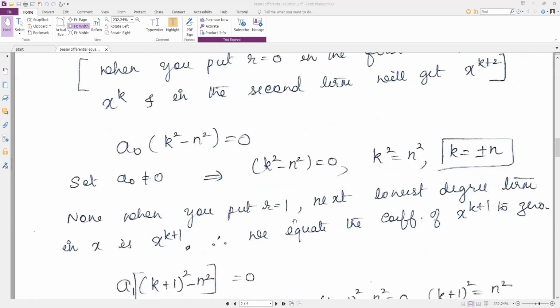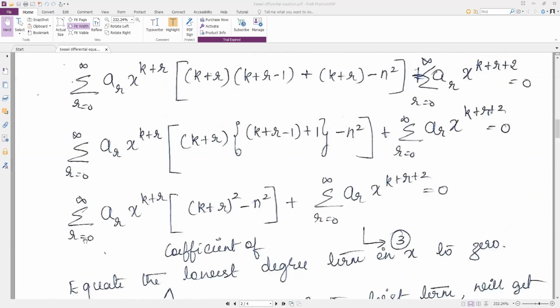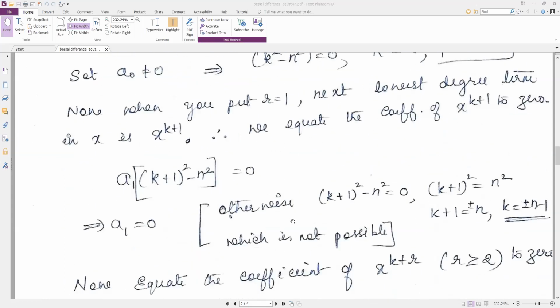Now let me put r equal to 1. So you will get the next lowest degree term in x. The first lowest degree term was x to the power k. Next, when you put r equal to 1, x to the power k plus 1. So what will be the coefficient of x to the power k plus 1? a1 into k plus 1 whole square minus n square. But here we cannot use the other term, because when you put r equal to 0 in the first term itself, you will get x to the power k plus 2. This is not a lowest degree term. So we can take only the coefficient of the first term. What is the coefficient of the first term? a1 into k plus 1 whole square minus n square. Now the product is 0, what does it indicate?